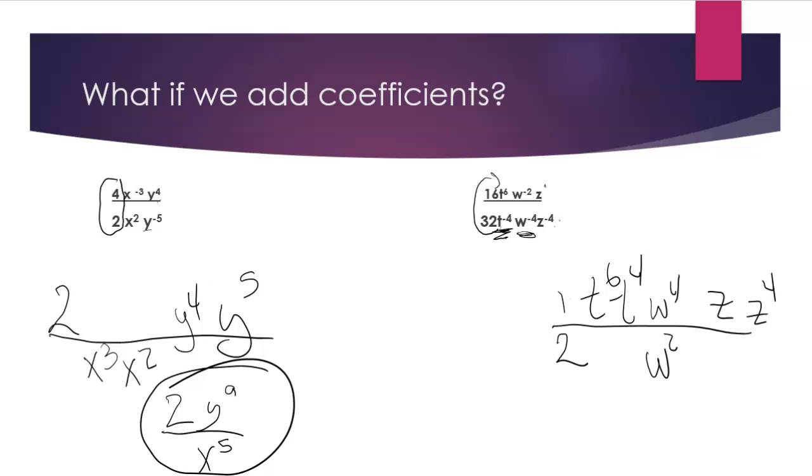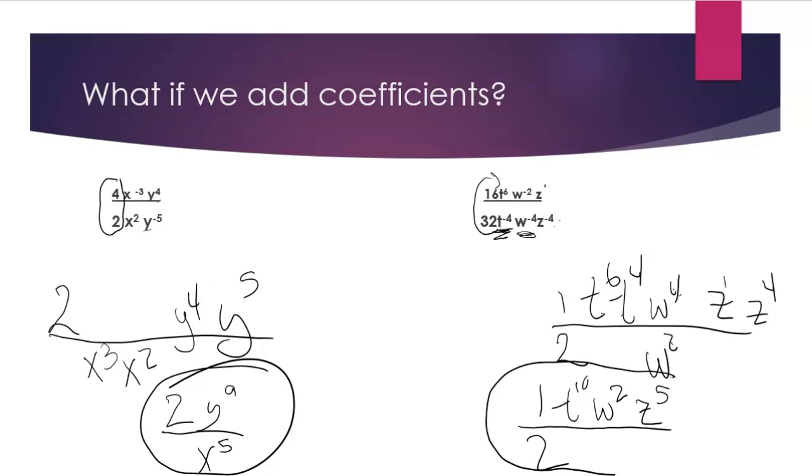Okay, now I can multiply these all together. 1 over 2, that doesn't change. T to the 6th times t to the 4th is t to the 10th. Oh, w to the 4th on top, w squared on the bottom. 4 minus 2 is w squared. And then z to the 1st and z to the 4th is z to the 5th. And there's our answer. Make sense?